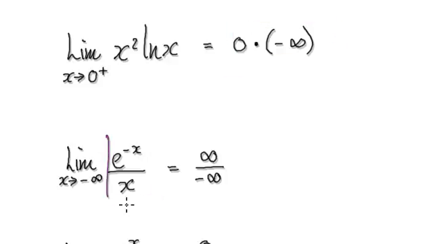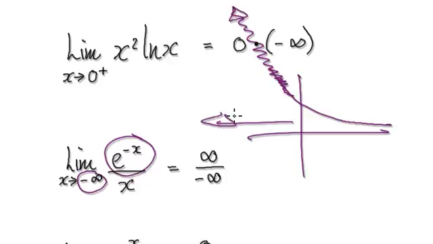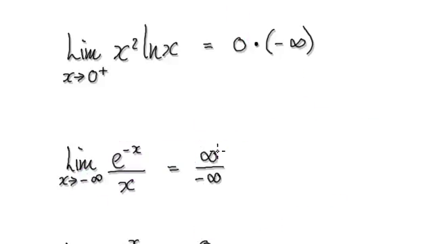If you look at this here, this thing looks like this. As x tends to negative infinity, so negative infinity is you going in this direction, you can see this here is heading towards positive infinity. And then if you look at this here, this graph looks like this. As x heads towards negative infinity, you can see that it's heading towards negative infinity. So here you've got infinity divided by negative infinity. This here is another example of an indeterminate form.